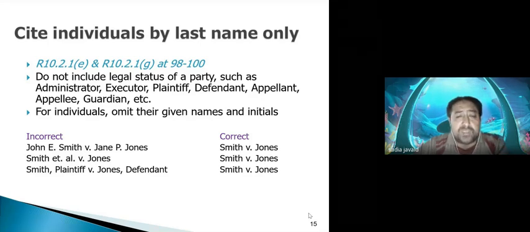So John E. Smith versus Jane P. Jones. Here you are looking at a correct one and an incorrect one. The correct form is Smith versus Jones. In the incorrect ones we are looking at John A. Smith versus Jane P. Jones, Smith et al. v. Jones, Smith plaintiff versus Jones defendant. So these are all incorrect formats according to the Bluebook style.